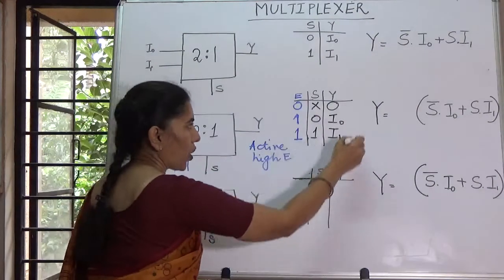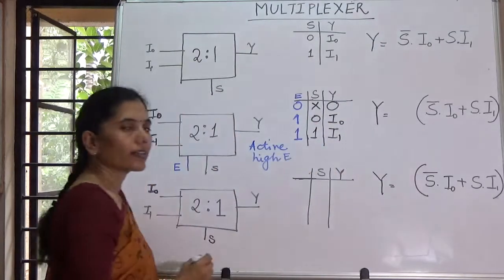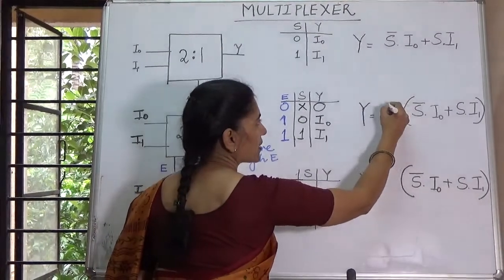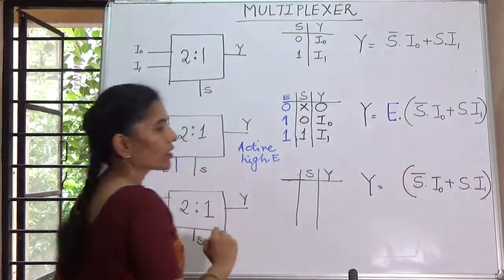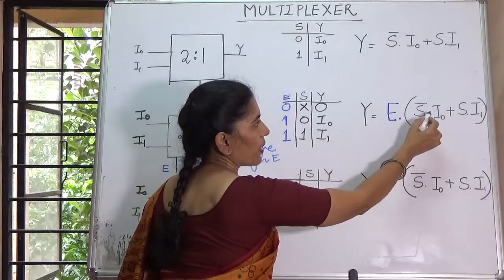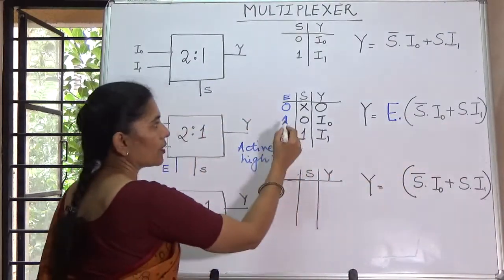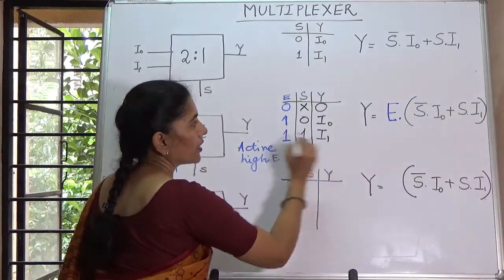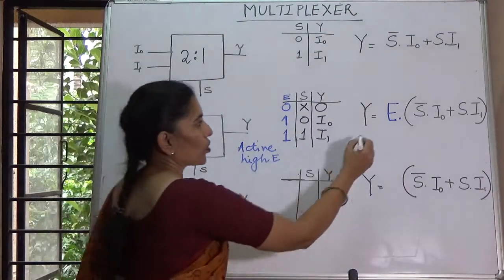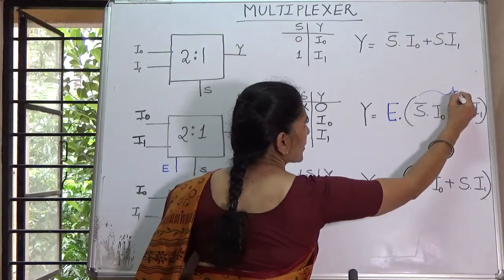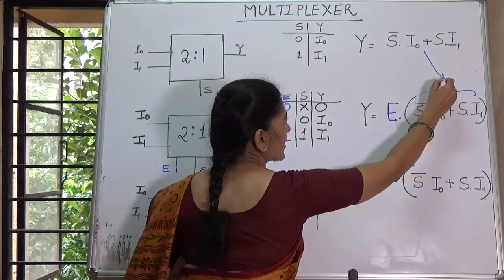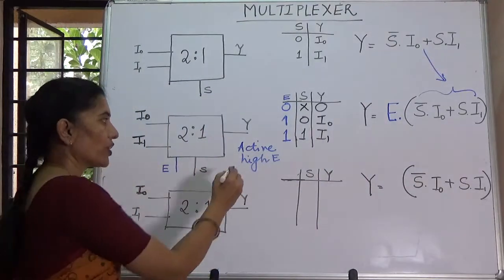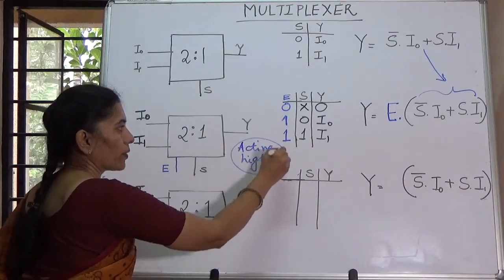And this table can now be reflected in the equation by simply introducing E along with these product terms. So E dot S bar dot I0 becomes the first product term, and E dot S dot I1 becomes the second product term. This bracket is the same as the earlier one, except that it is now added with the enable input, and we are treating this as active high enable.